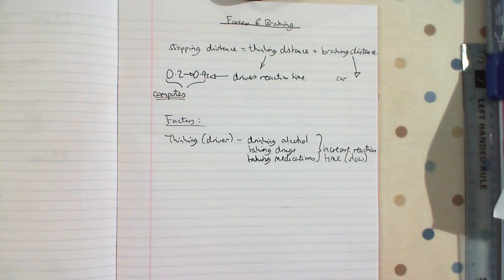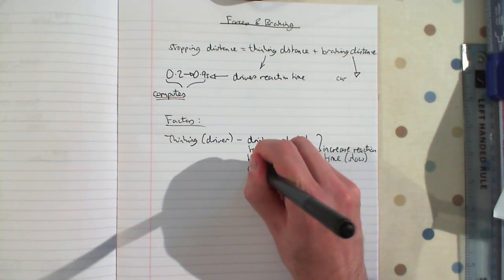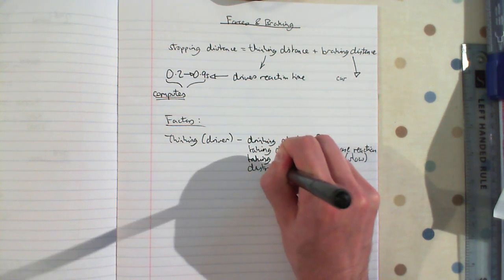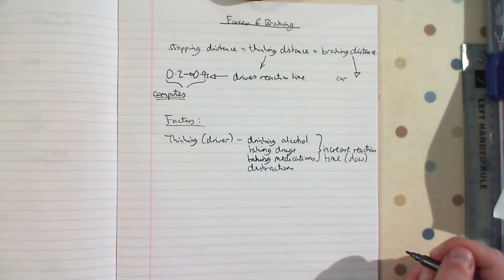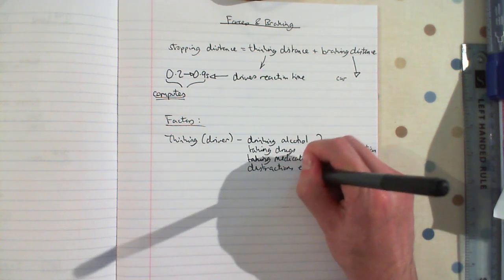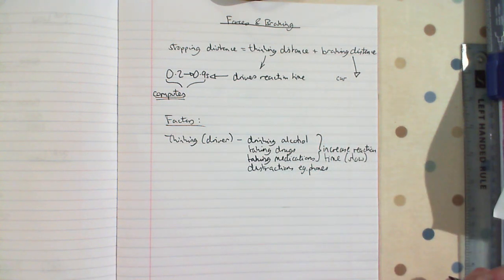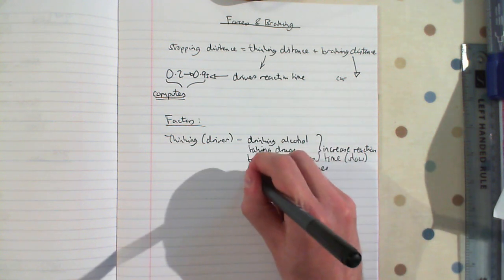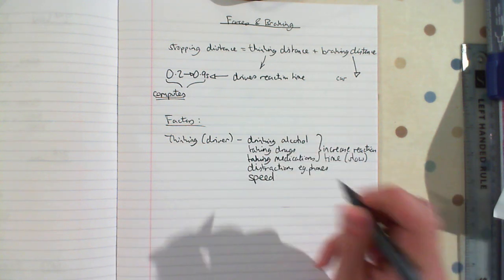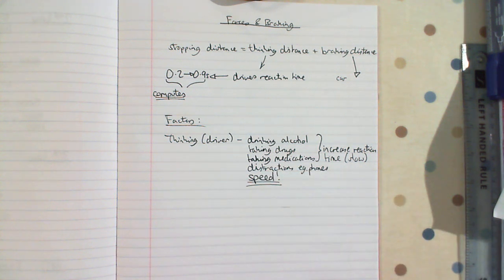Other things that can affect the thinking distance are things such as distractions in the car, such as babies crying, people talking, radio on loud, mobile phones. That's why using a mobile phone when driving is illegal. But distractions and the speed of the vehicle, and people often forget this one. The greater the speed, the greater the thinking distance.